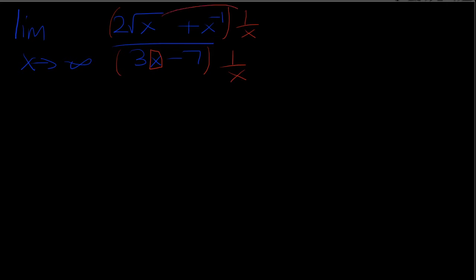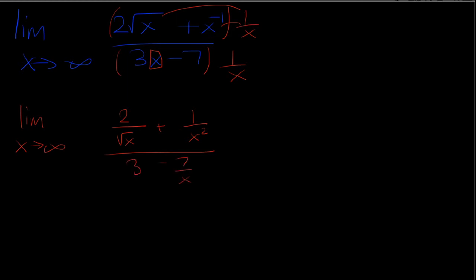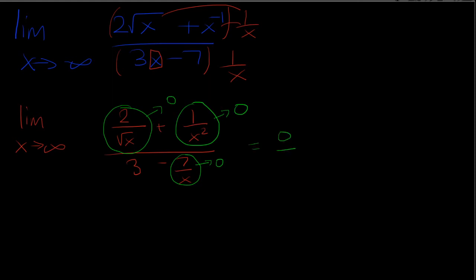When we do that, we distribute the 1 over x to both the 2 root x and the x to the negative first power. So we're left with the limit as x approaches infinity of (2 over root x plus 1 over x squared) over (3 minus 7 over x). Now as we take x to approach infinity, 2 over a really big number, 1 over a really big number, and 7 over a really big number will go to 0. So we're left with 0 over 3, and 0 is our limit.